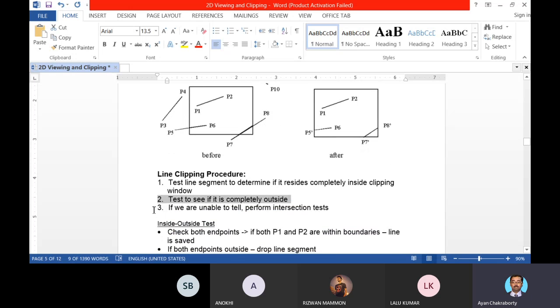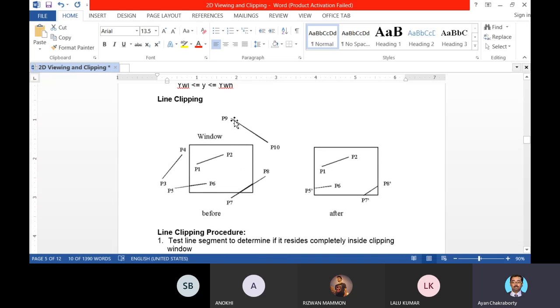And the third point, what I'm trying to say is that if we are unable to tell, we can't say, if both the endpoints of a straight line, like P9 P10, P3 P4, P7 P8, are outside the window frame, then also we can't say that this straight line is totally outside the window frame or totally invisible.